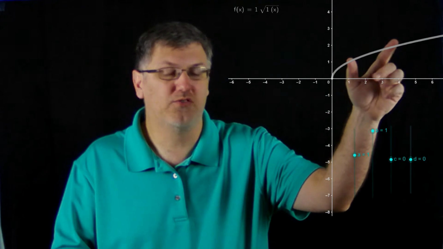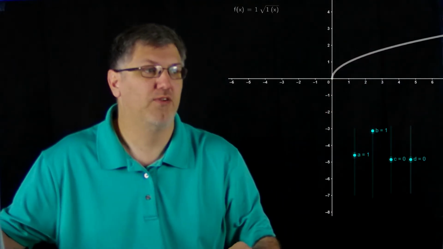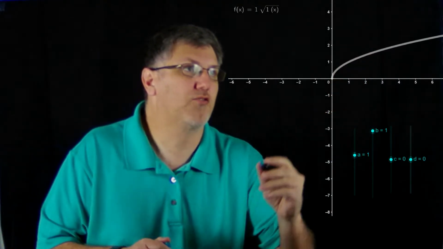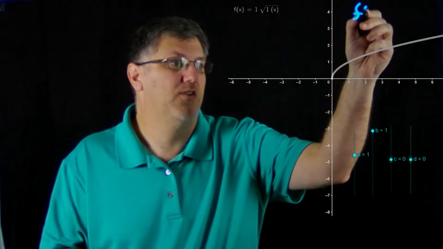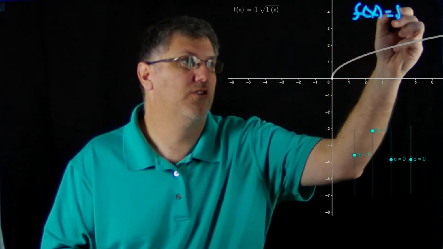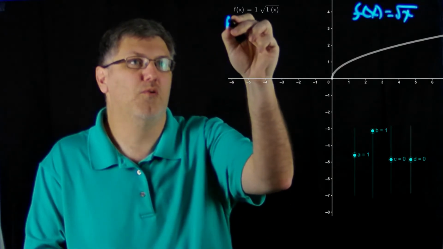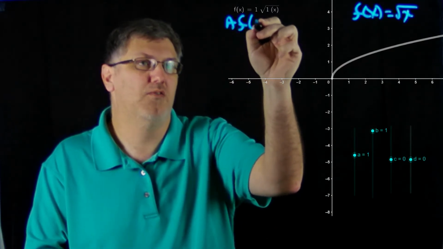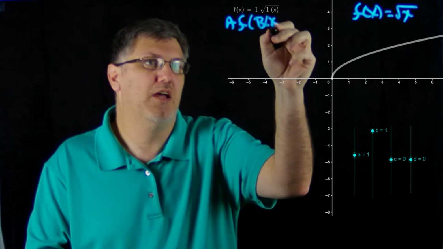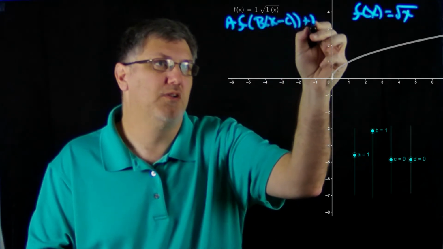Okay, I'm going to go ahead and do another demonstration on how to do transformations, but this time with a different parent function. As you can see on the graph here, we have a square root function. This parent graph is actually f of x equals the square root of x. And of course, we're still going to use our general form, a f of (b x minus c) plus d.